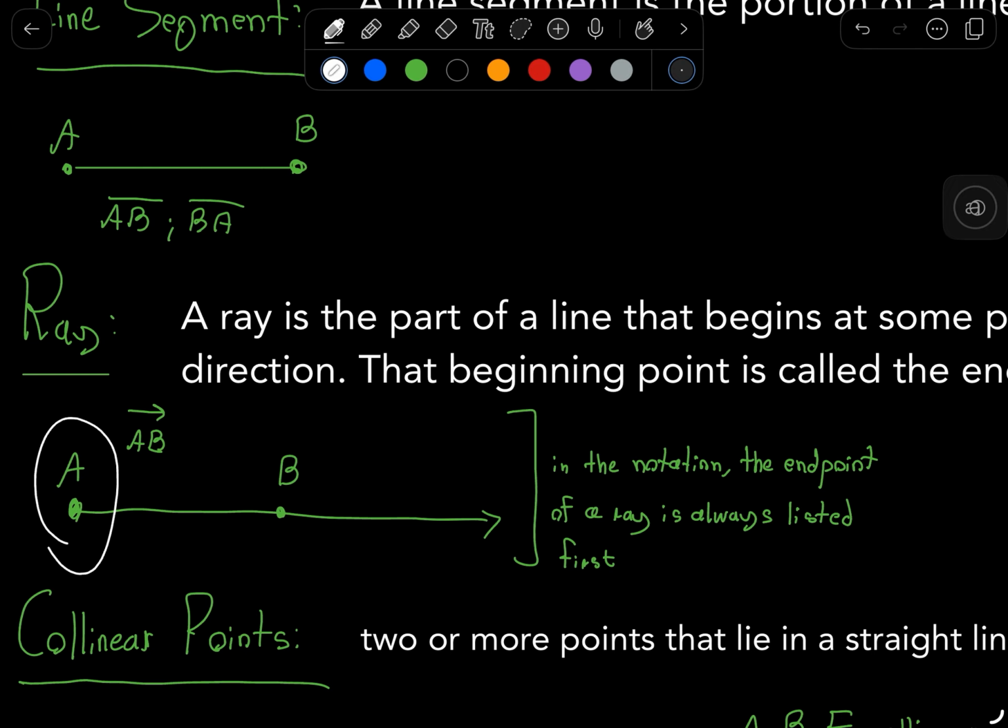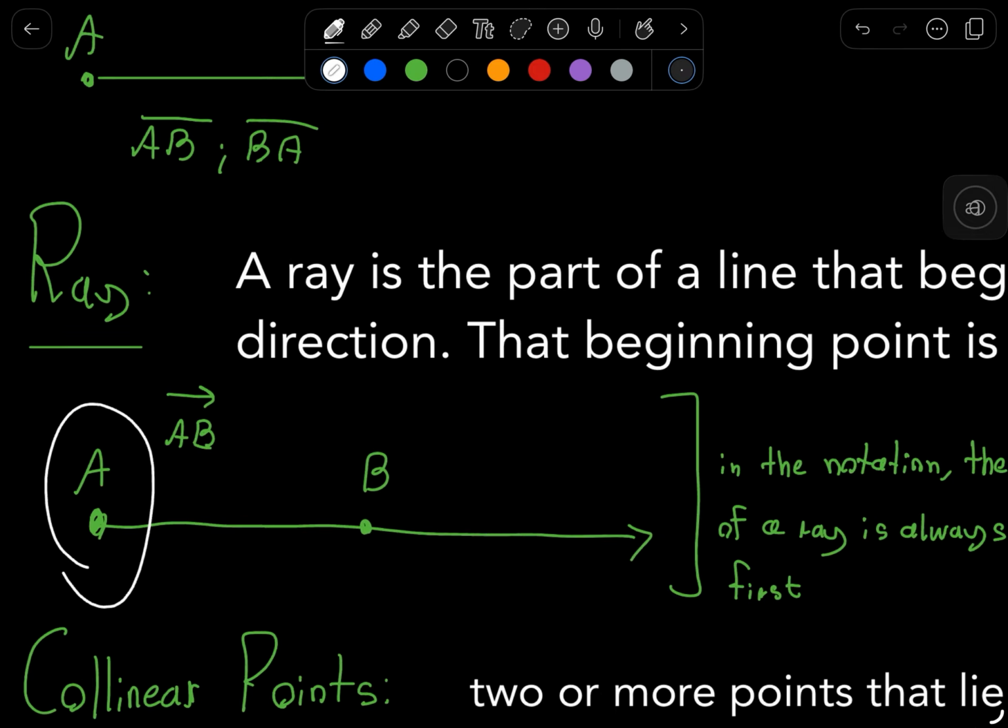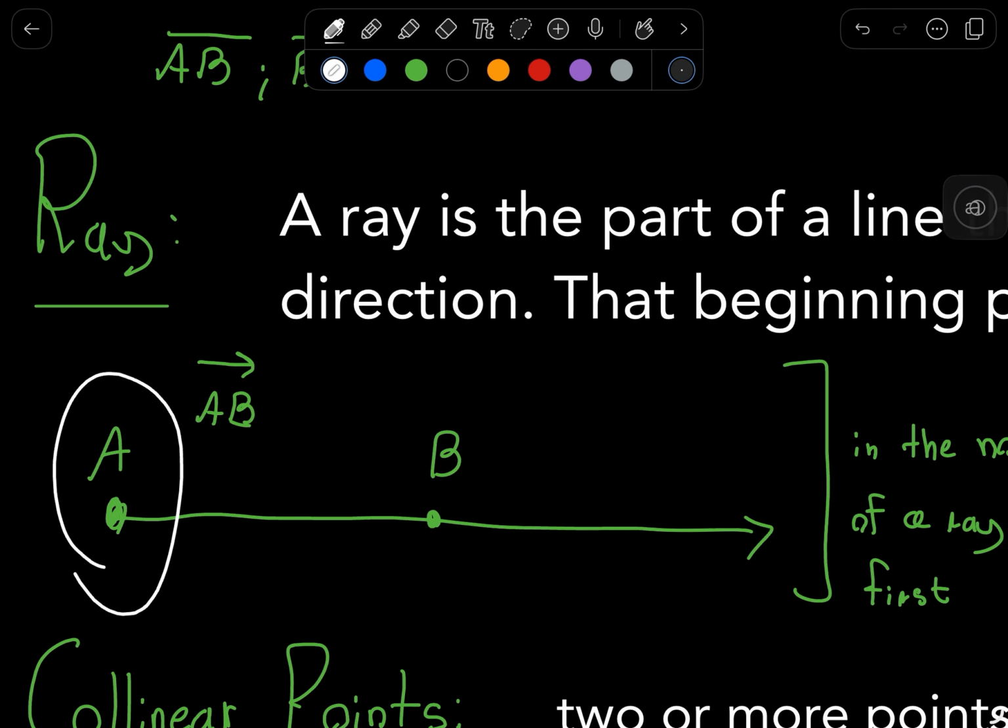Again, that's a common mistake I see a lot. Just make sure that if you're writing the notation down, you start with the endpoint first. And as far as what you should put over the two points, it's just going to be an arrow pointing to the right. That's it.